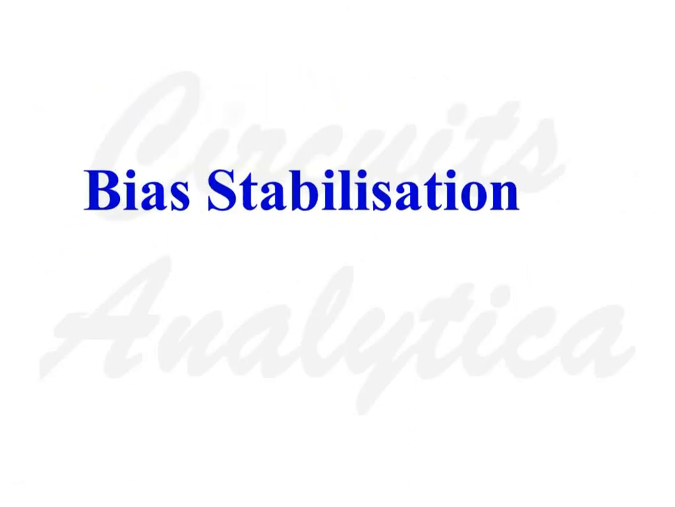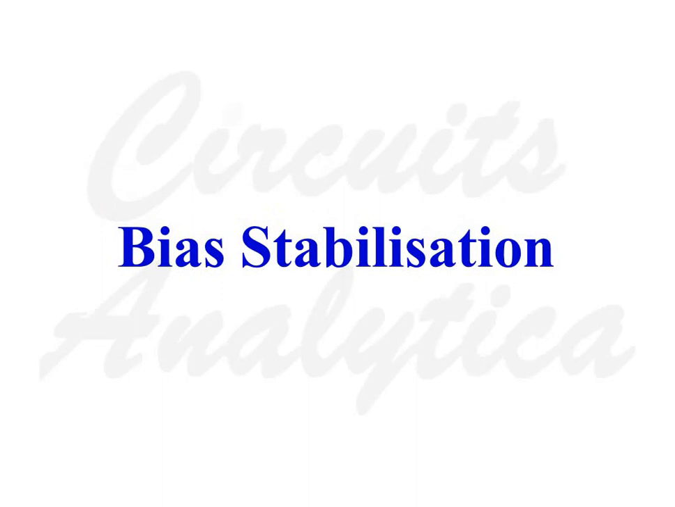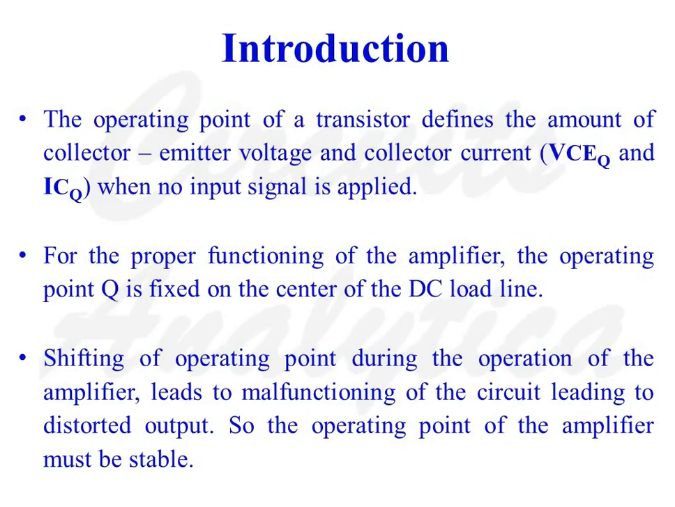In this video, we will be discussing bias stabilization. The operating point of a transistor defines the amount of collector to emitter voltage and collector current when no input signal is applied. For the proper functioning of the amplifier, the operating point Q is fixed on the center of the DC load line.